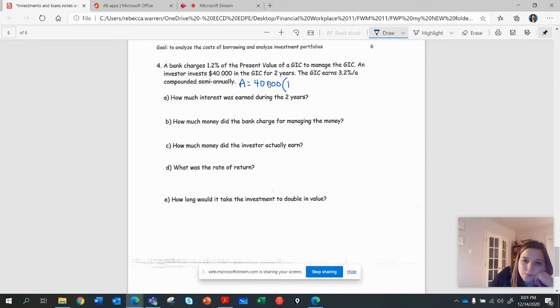Now, in class, depending on what formula you're using, you might know this as 1 plus r divided by n. We actually found r divided by n in class first before we plugged it in. We had actually called that i, little i. So our rate is 0.032, and it's compounded semi-annually, so that's twice a year. So 0.032 divided by 2, which is 0.016.